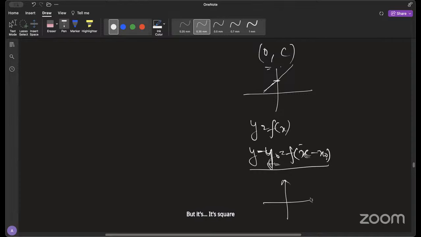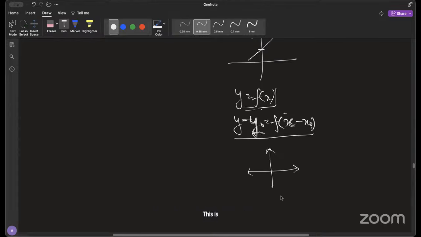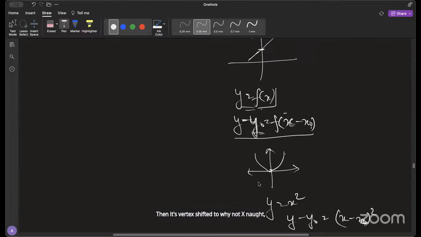Let me complete first. That's also the y equals f(x) form, right? Let's just say you have y equals x square. Now this one looks like this. But if you have y minus y naught equals (x minus x naught) square, then its vertex is shifted to x naught, y naught.